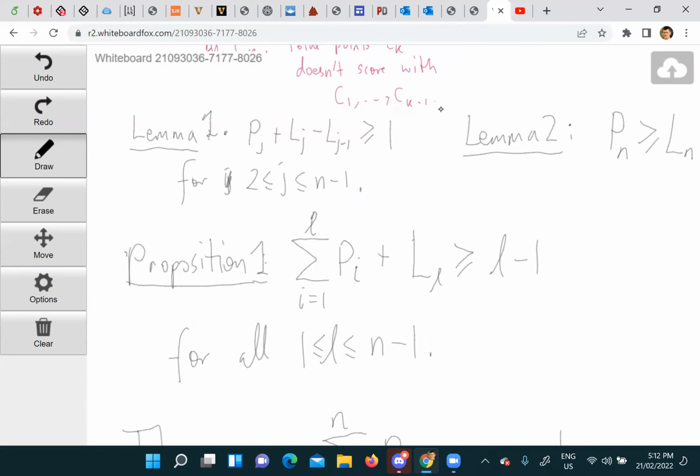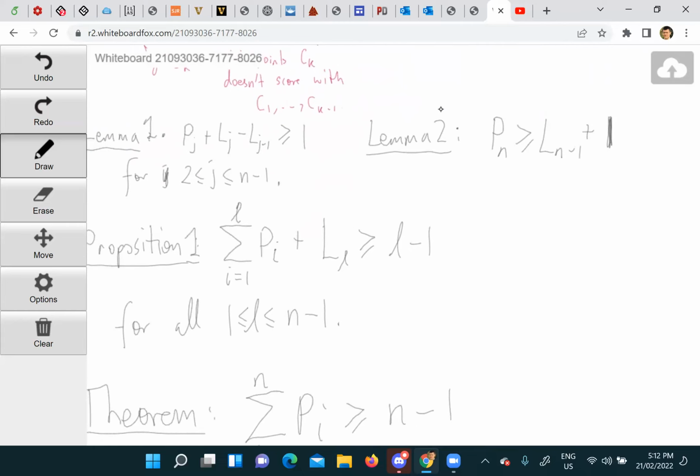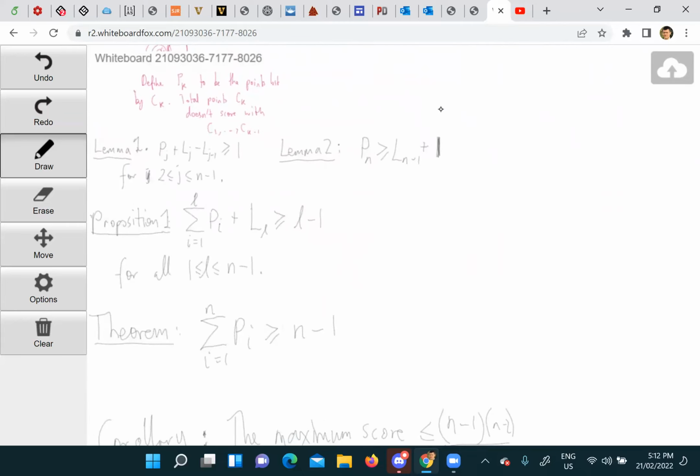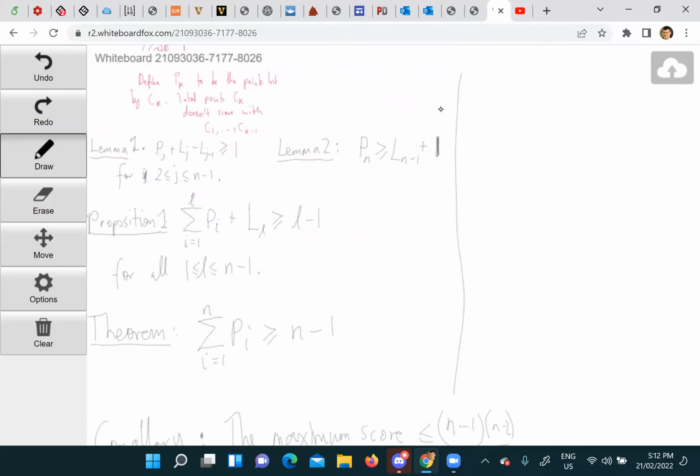Okay, so let's prove. Maybe lemma 2 should be lemma 1. This is the easiest to prove. Yeah, it is. Going to prove lemma 2. Proof of lemma 2.